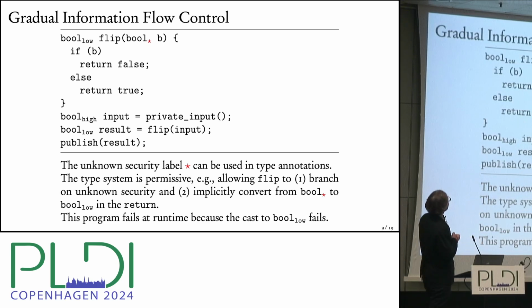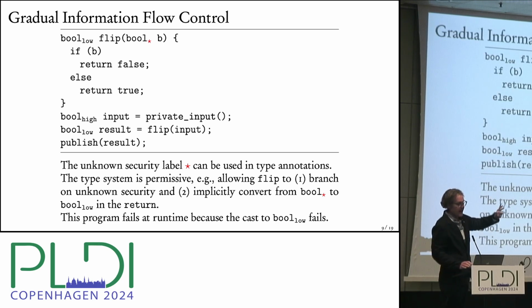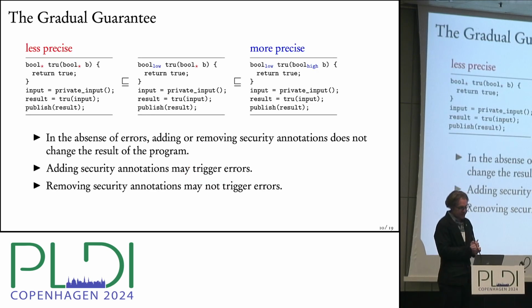And so then what will happen is that at runtime, we'll know that it's high security. It's then going to be trying to cast a high security Boolean to bool of low, which is the return type. And at that point, that cast is going to trigger a runtime error. So this will error at runtime, at the moment where you've got a value that doesn't match the type annotation that's expected. So that's a little taste of gradual information flow control.